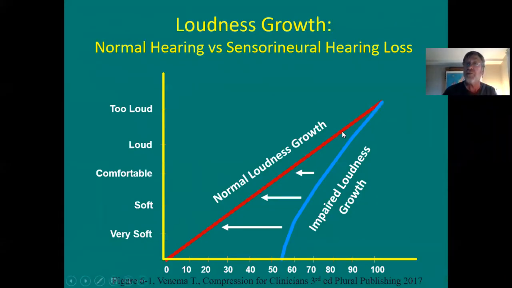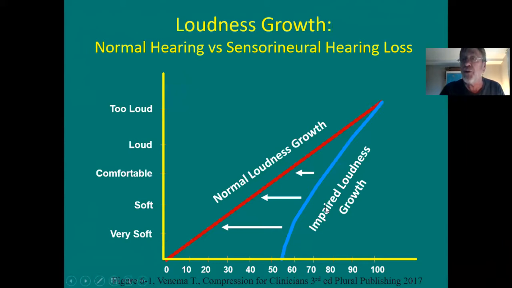Here it is. The loudness growth graph. Make sure that we can really interpret and appreciate and understand this graph. You've got the numbers from 0 to 100 dB on the bottom, and you have your perceptions of those decibel values here. Normal loudness growth is the red line. So 10 to 20 is heard as very soft, 50 to 60 is heard as comfortable, and 90 to 100 is heard as too loud. The red diagonal line represents normal growth of loudness.